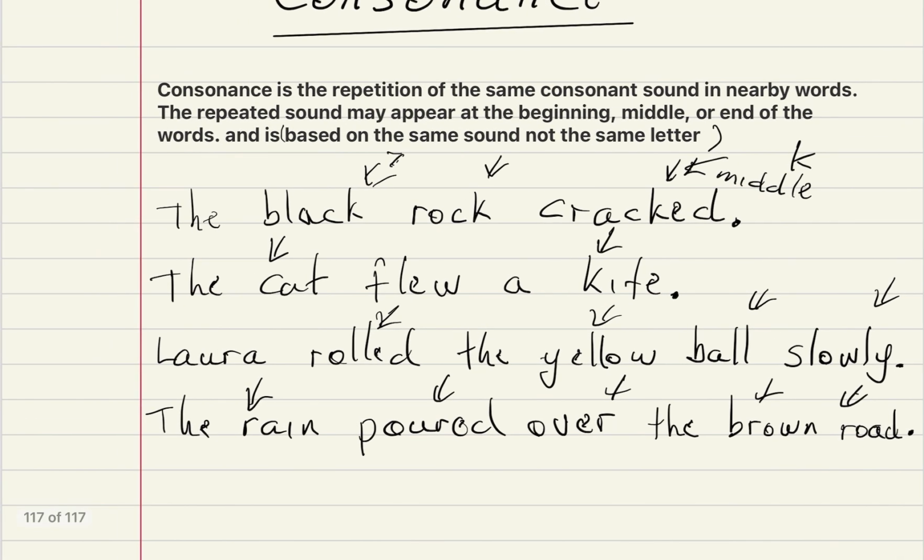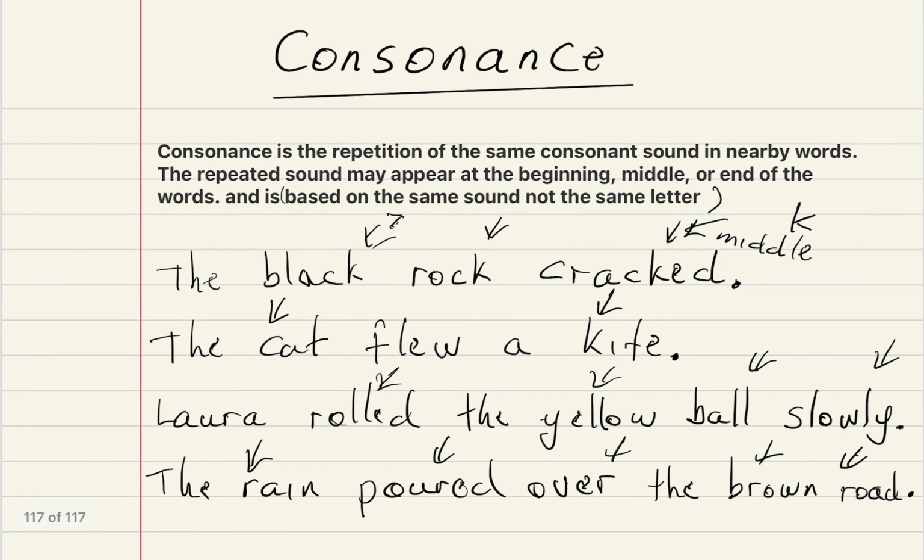Those are some really good examples that are going to help you remember what consonance is. It's the repetition of the same consonant sound in nearby words, or words that are close together. The repeated sound may be at the beginning of a word, or at the end, or in the middle. And it's based on the sound, not the letter. I gave you that example with the cat flew a kite, where cat has the K sound, but it's actually the letter C. I hope this is very clear. I now fully understand it, and I hope you do as well.